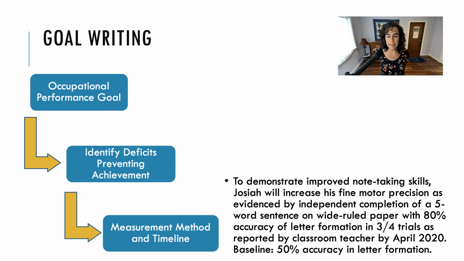And finally, this is not something that absolutely needs to go in a goal, but I have gotten in the habit of doing it, and that is to provide a baseline. And the baseline says, this is where the student or youth is functioning right now. So Josiah's baseline is at 50% accuracy in letter formation, and we want to raise that by 30%.